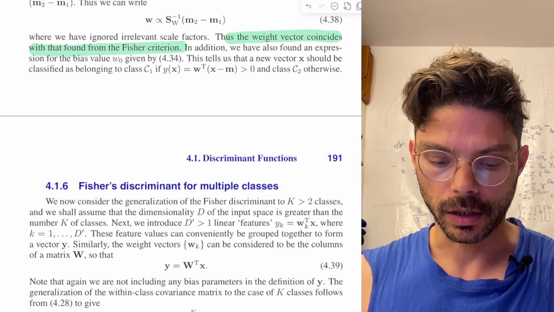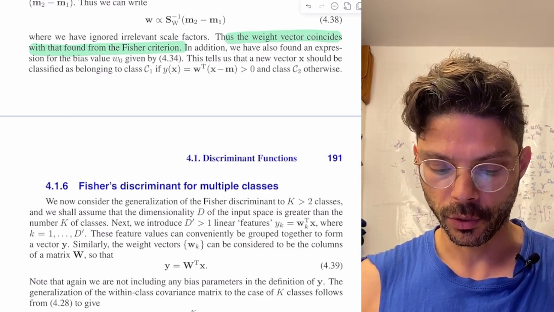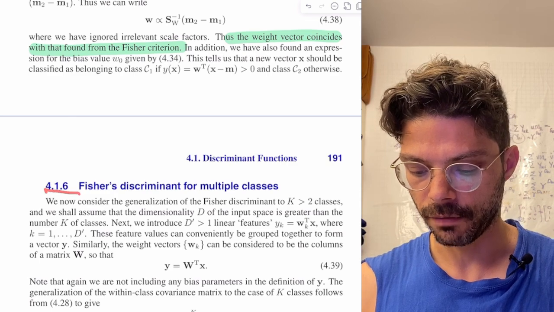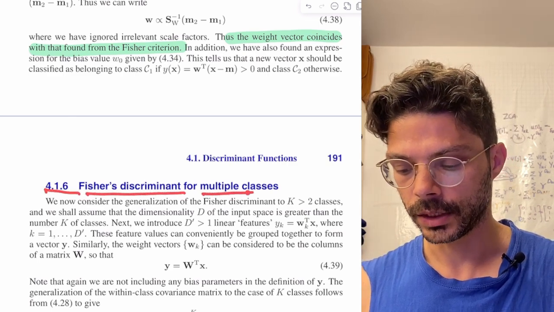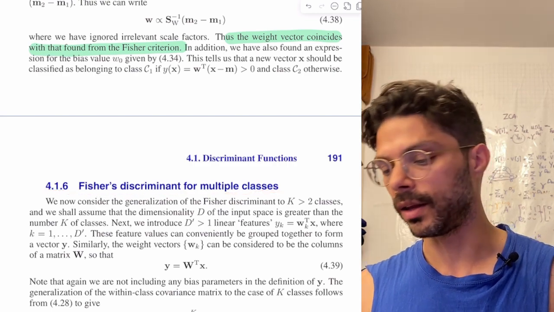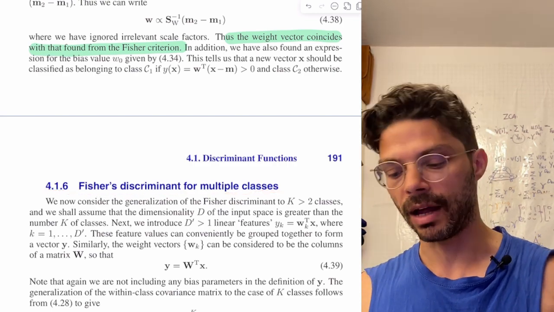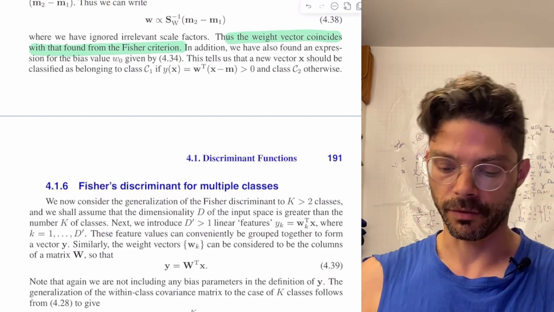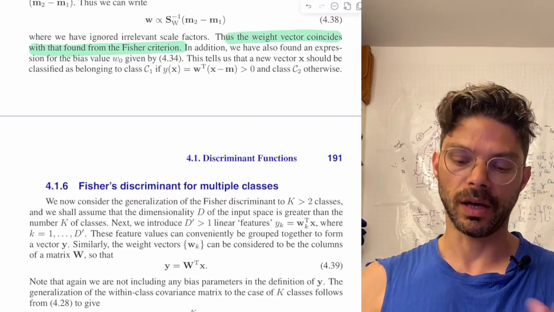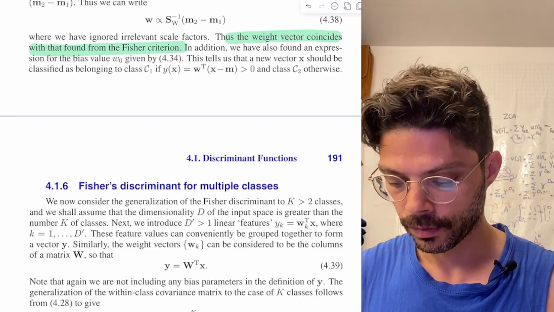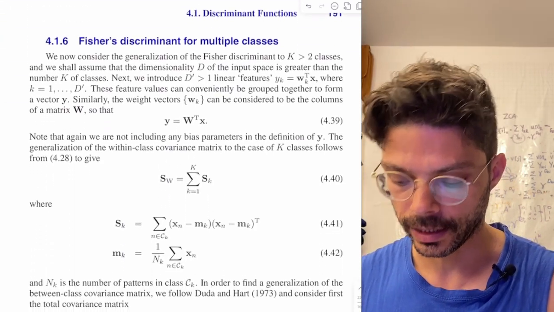All right, folks, we are back and we are now going to be studying 4.16 on Fisher's discriminant for multiple classes. So how we can extend those ideas of maximizing between class variance versus within class variance to the case of having multiple classes. And I think the idea is, again, quite elegant.